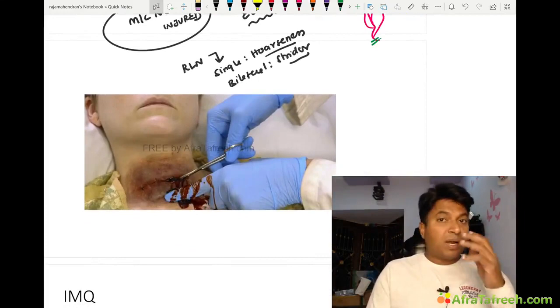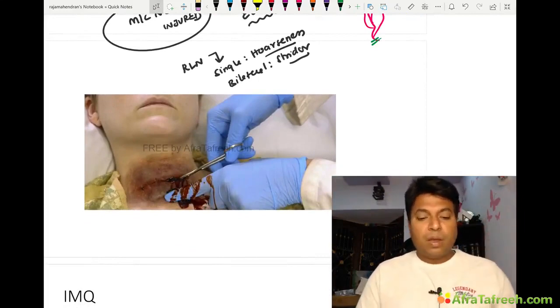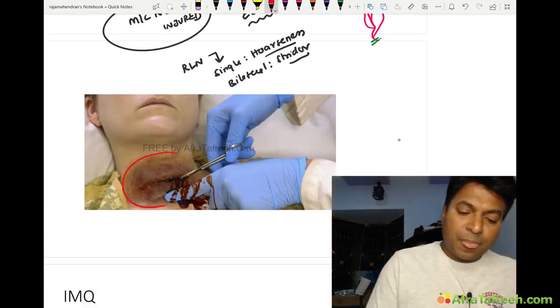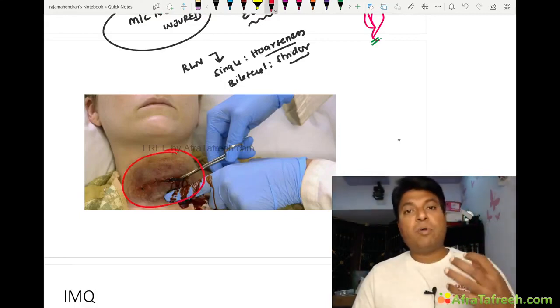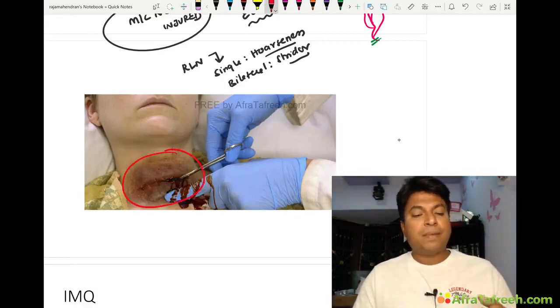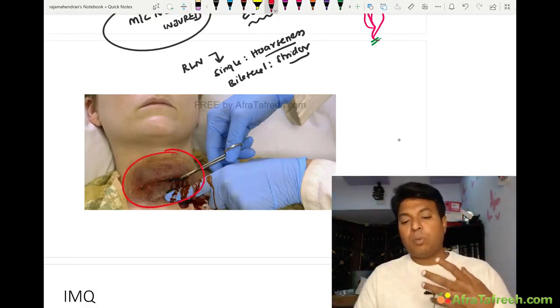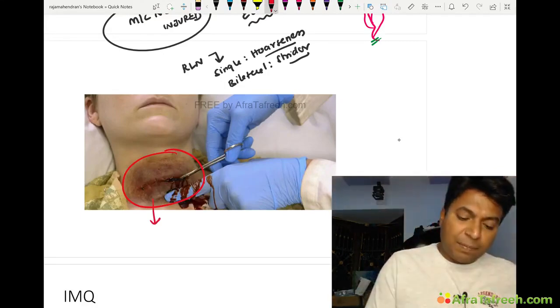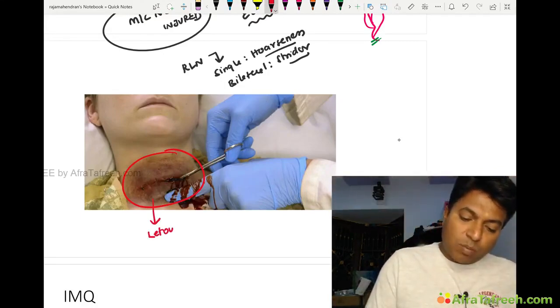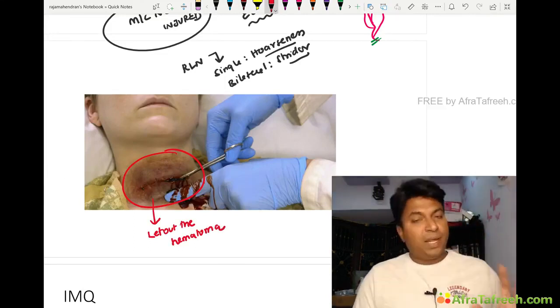Once upon a time, you are a house surgeon going for ward rounds. You see a patient who was operated for thyroidectomy in the morning, now having tachypnea, and you see a huge hematoma. What will you do immediately? I will let out the hematoma immediately at the bedside itself by removing the sutures and shift to OT.